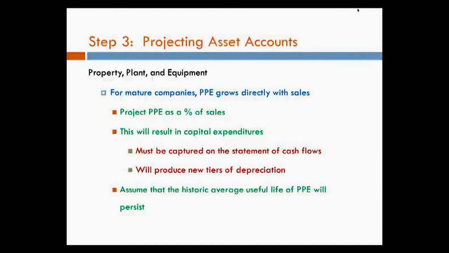PP&E. It's going to be very hard for you to guess when you're going to need to build new plants going forward, right? It's a difficult model for somebody without inside information to figure out. So your best estimate would say it's going to grow directly with sales. It's going to allow your extrapolation to be reasonable.